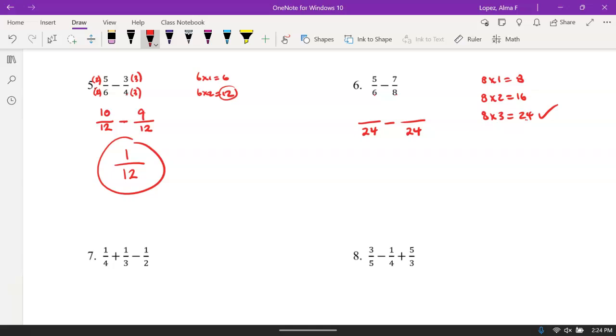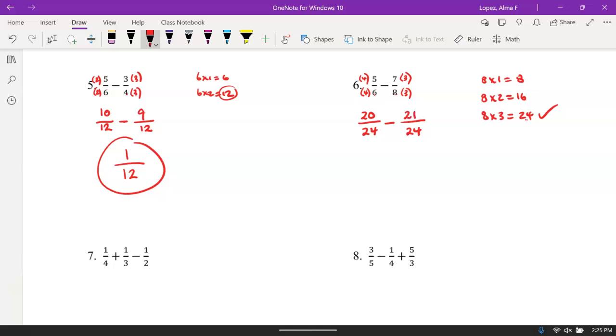To make the 6 look like a 24, I had to multiply by 4, but if I do it to the bottom of the fraction, I do it to the top. Makes it 4 times 5, or 20. To make the 8 look like 24, I have to multiply by 3, but if I do it to the bottom of the fraction, I'm going to do it to the top. 7 times 3 is 21.